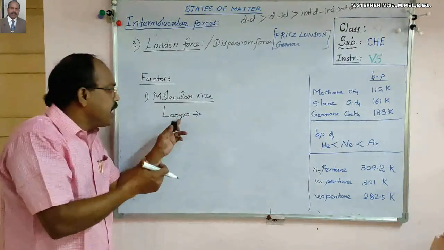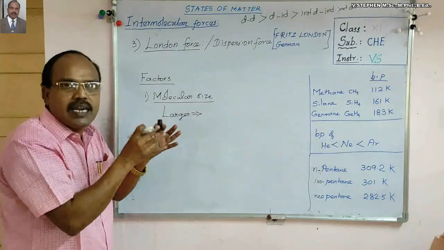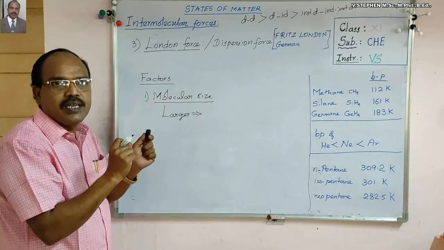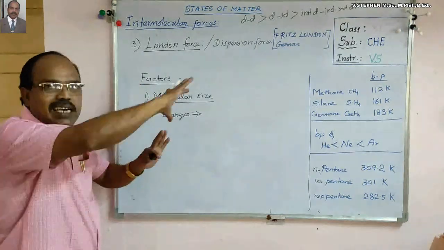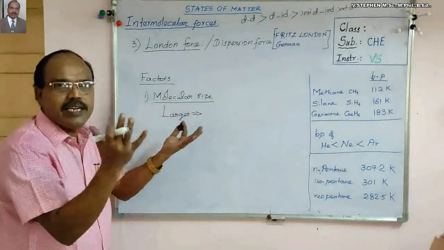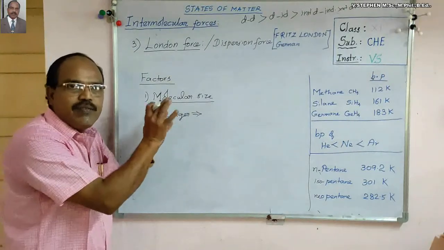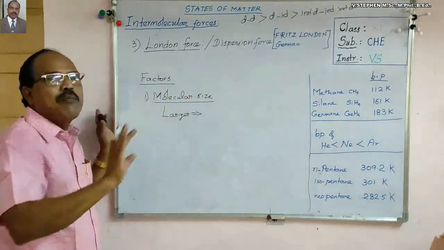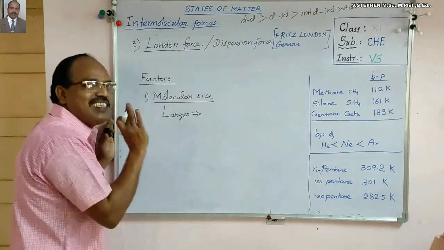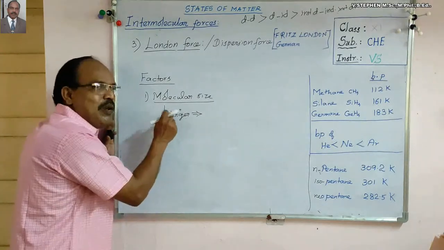Polarizing will be easier if the size is larger, because the electron cloud will have a loose attachment with the nucleus. And large size means the electron density is low, that is, dispersed. They are present in a larger region, a larger volume, so the average electron density will be less. So it can easily polarize them, because the instantaneous dipole is the weakest dipole, and it has to induce the neighboring molecule, which means that molecule should be larger.